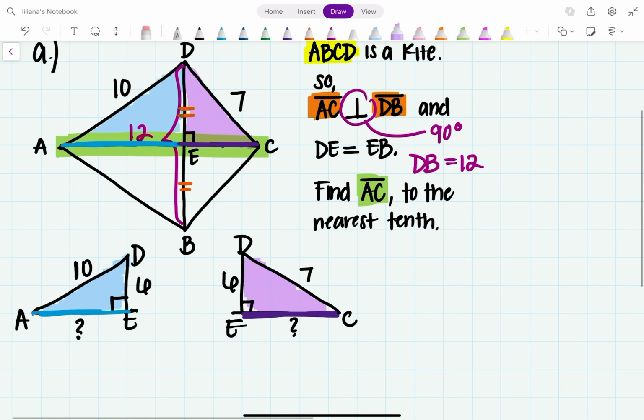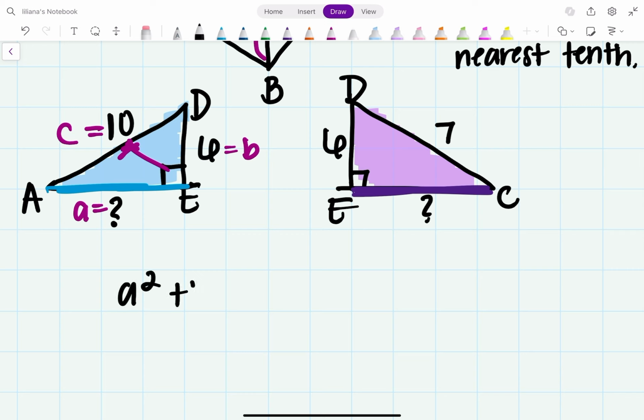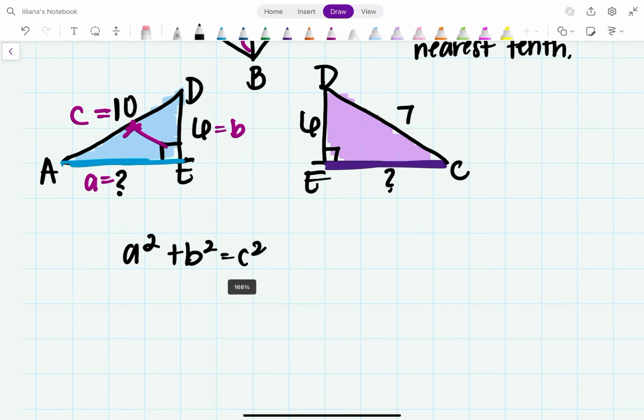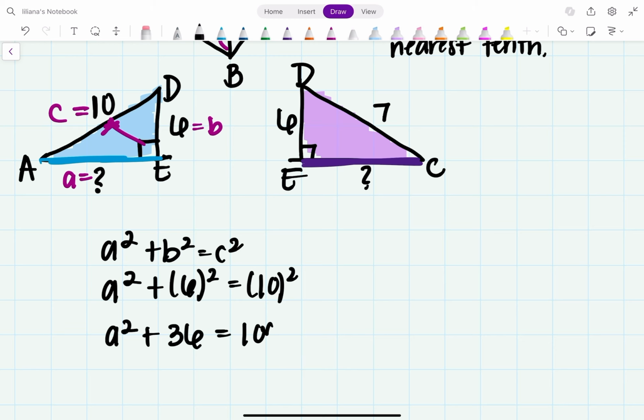In the first one, I need to identify my hypotenuse. I know that this is going to be C because it's right across from the 90-degree angle. We'll say that this here is A and that there is B. Using the Pythagorean theorem, A squared plus B squared equals C squared. So that becomes A squared, because that's what we're looking for, plus 6 squared is equal to 10 squared. That gives me A squared plus 36 is equal to 100.